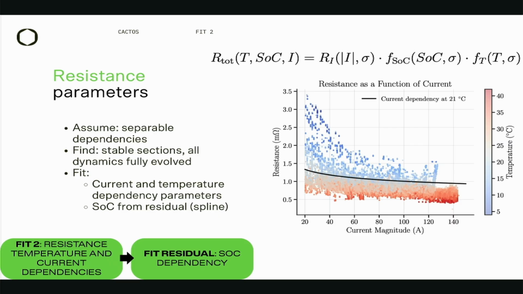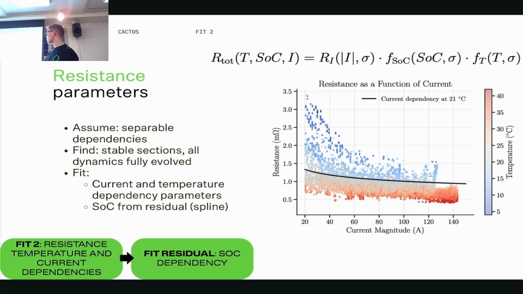For this, I focused on finding stable sections in which all the dynamics have fully evolved. And then I can calculate the resistance at these stable states and fit the current and temperature dependencies. Here on the right, you can see the resistance as a function of current, and there also the temperature as the color of the points. Clearly, there is a dependency in the resistance decreasing both with increasing current and increasing temperature. And lastly, after fitting the current and temperature, I then fit the SOC dependency using the residual resistance. And then this process is cycled until the parameters converge and that model is created.